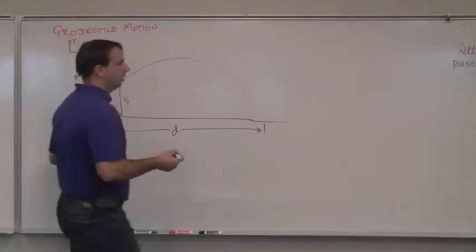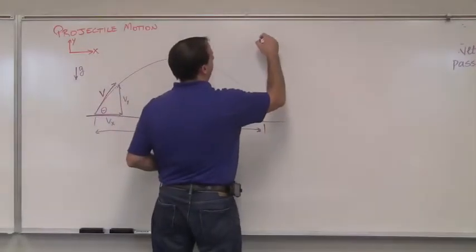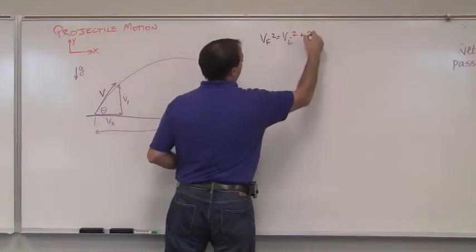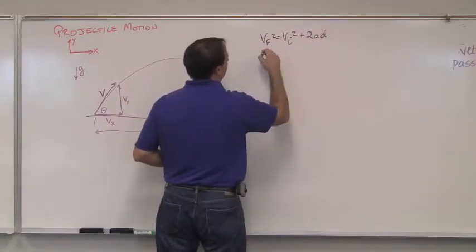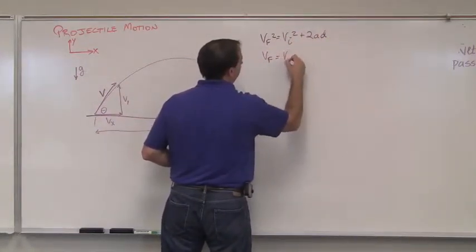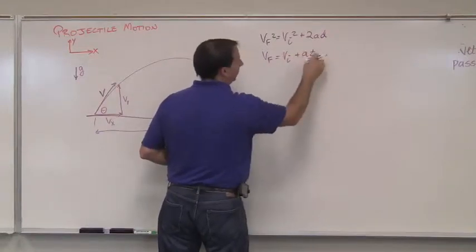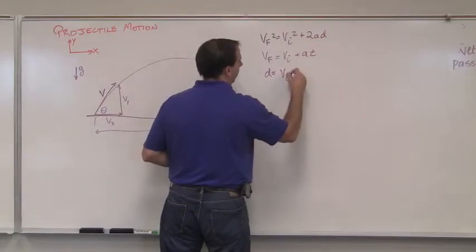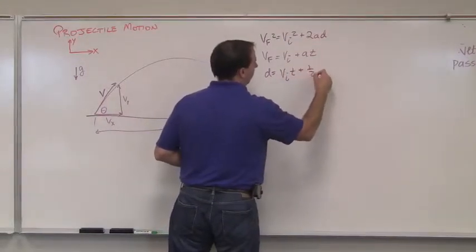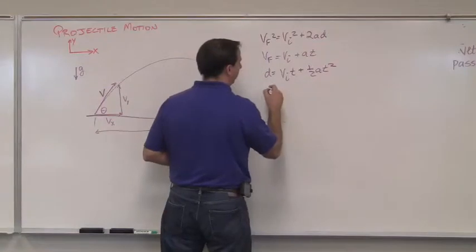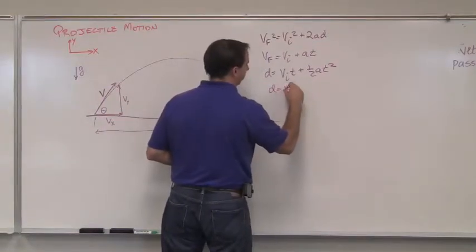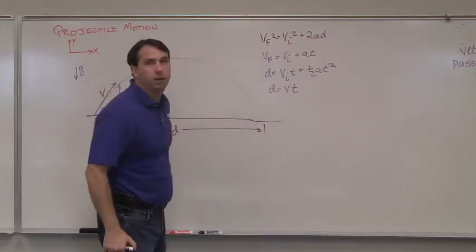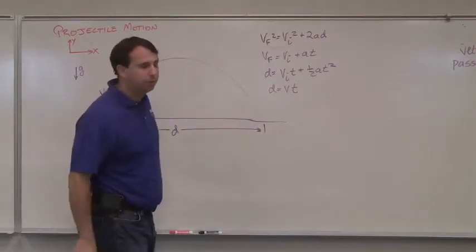So let's write out our lovely equations for projectile motion. V final squared equals V initial squared plus 2AD. V final equals V initial plus AT, that's time. D equals V initial T plus 1/2 AT squared. And then distance, D equals velocity times time. These are the four basic equations for projectile motion.